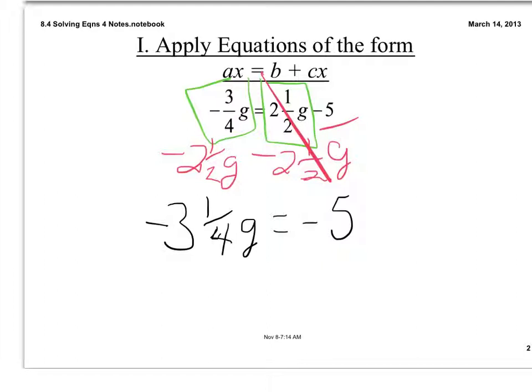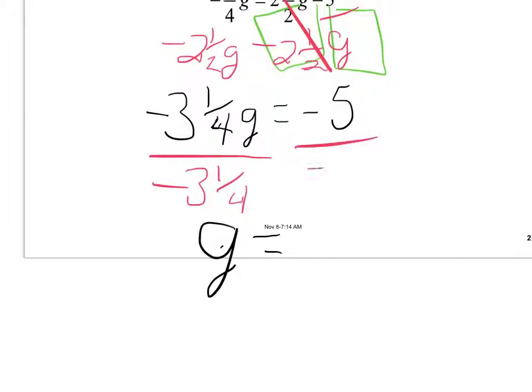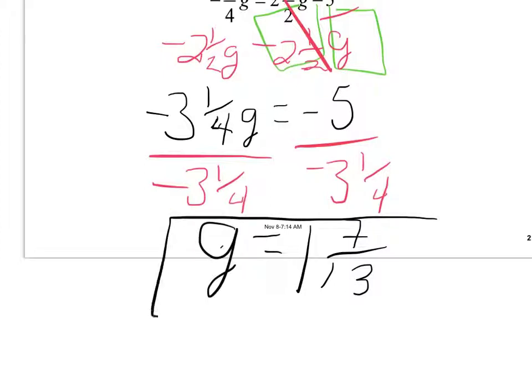Now, final step is to get g by itself. So we will divide by -3.25, because again it's being multiplied by g. So your final answer, negative by negative, will give you a positive number, 1 and 7/13. There's your final answer for the first example.